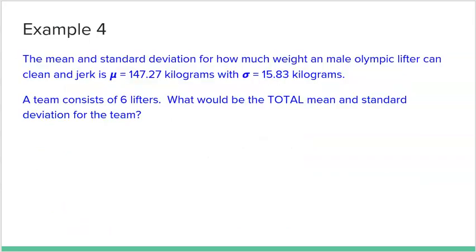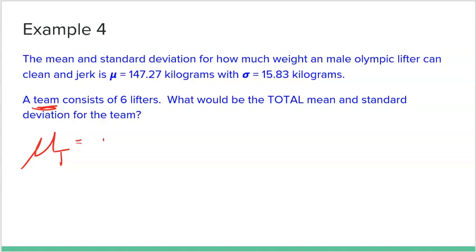All right, let's look at some examples. The mean and standard deviation for how much an Olympic lifter can lift is 147.27 kilograms and 15.38 kilograms. All right, we already saw this problem, but this time we're going to look at a team. A team consists of 6 lifters. What would the total mean and the total standard deviation be for the team? So what's the total mean for the team?